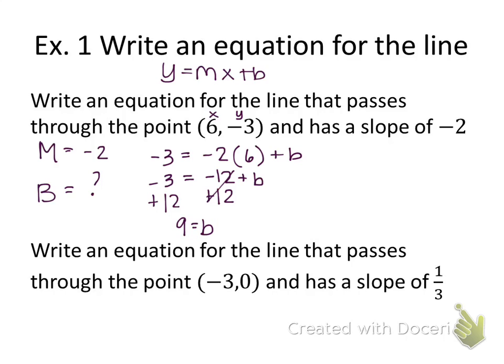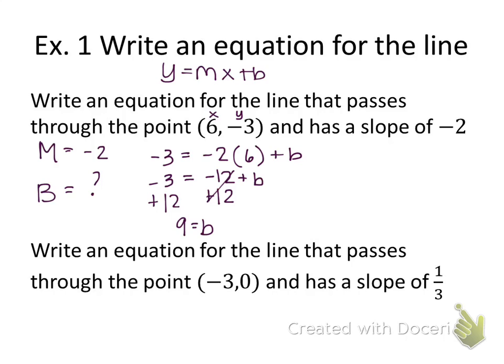However, that is not my final answer. What they told us to do was write an equation in slope-intercept form. So I have to know M, and I have to know B, right, Christian? Okay, so plug it back in and tell me what my final answer is going to be.